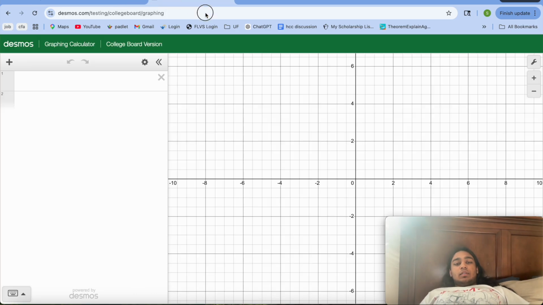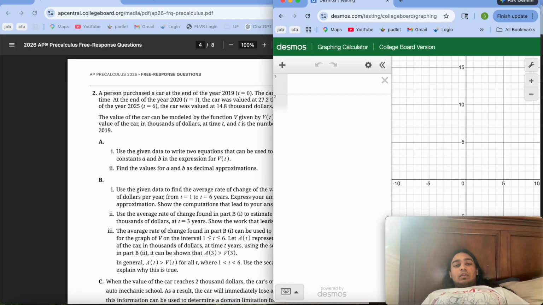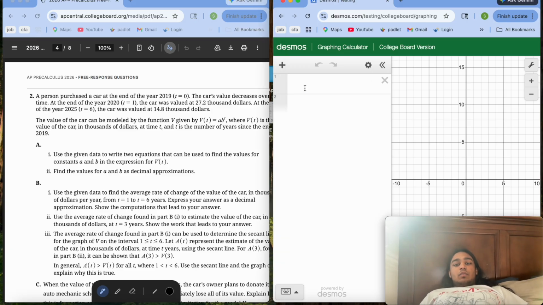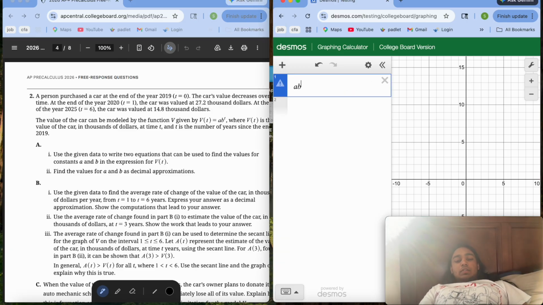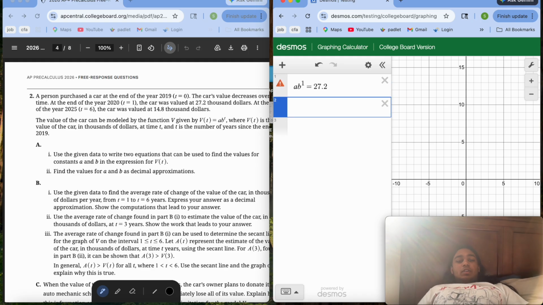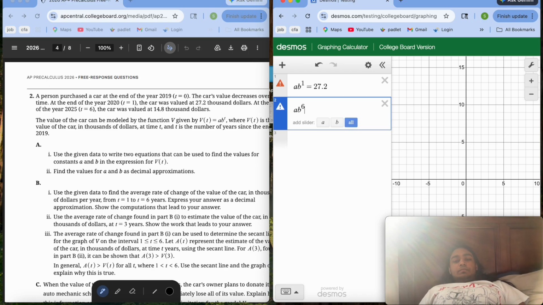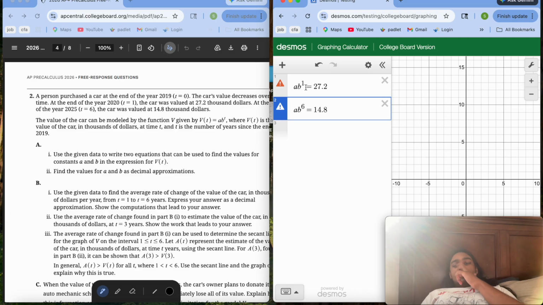Well, I'm actually going to type it into Desmos. I think it'll be a bit better this way. First equation is just going to be a b to the power of 1 equals, because t equals 1, so that's going to equal 27.2. Okay, cool. Next equation is going to be at t equals 6, we have 14. So a times b to the power of 6 equals 14.8. Cool. So these are our 2 equations. You write that down. That's part A1.